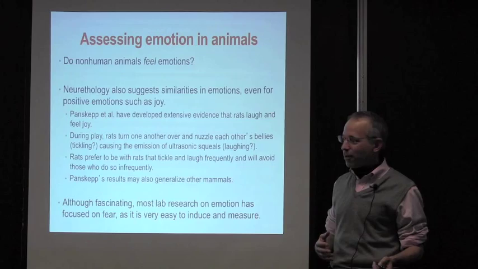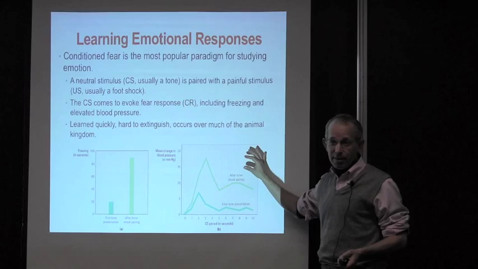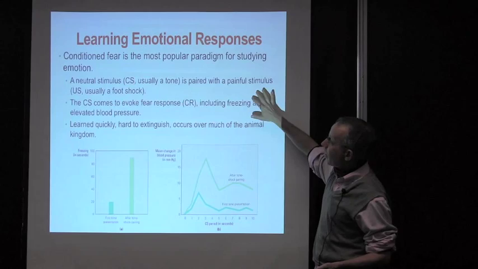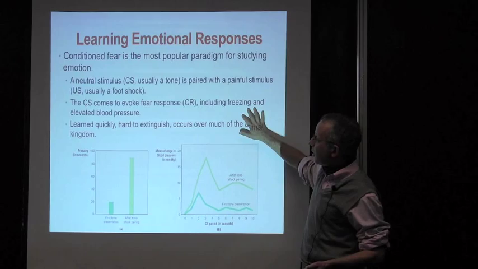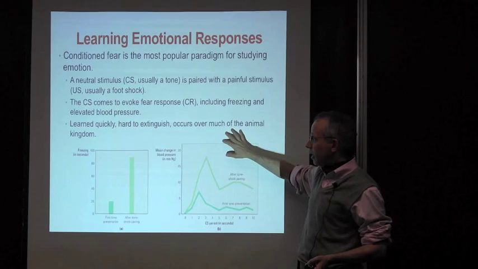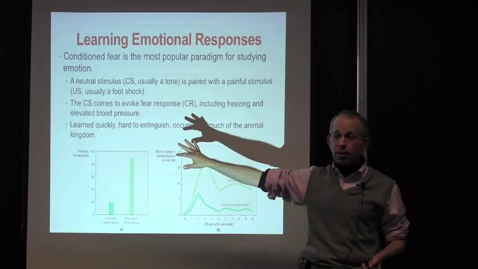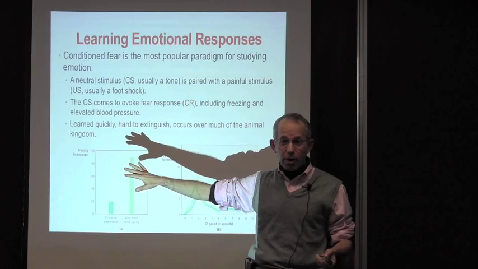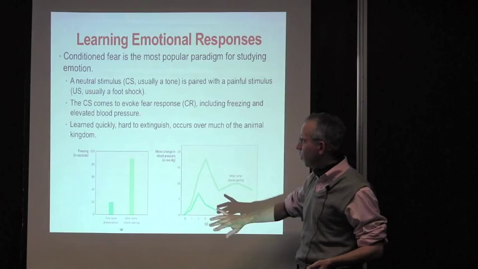So, conditioned fear, studied a lot, particularly in the Parade lab here. The basic way: a neutral stimulus, usually a tone, is paired with a painful stimulus, usually a shock. The CS comes to evoke a fear response, including freezing and elevated blood pressure. And it's learned quickly. It can be hard to extinguish. The fact that it's hard to extinguish shows up as well when we look at clinical disorders like anxiety and depression, where the difficulty of extinguishing fear responses may play a role.